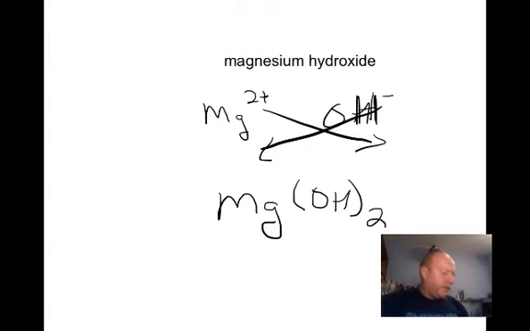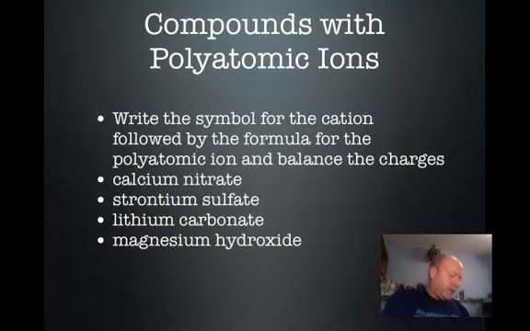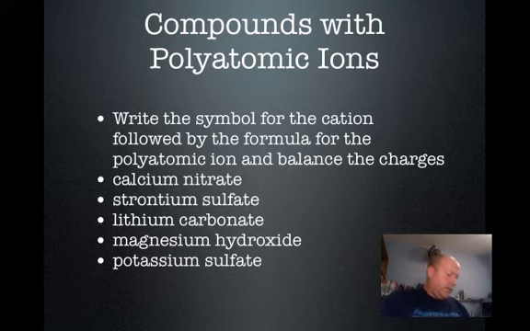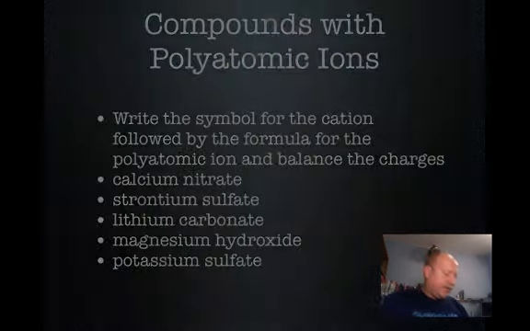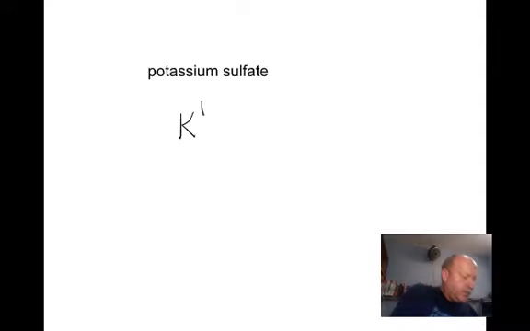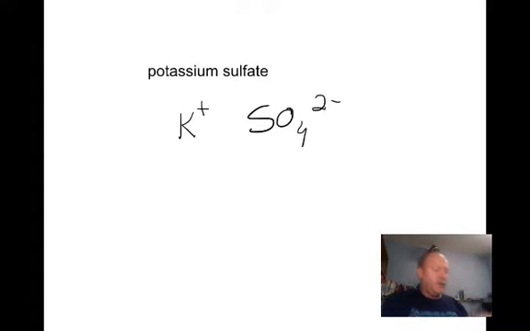A lot of people forget the parentheses the most. But look at the difference here. If I write it without them, that says I have 1 magnesium, 1 oxygen, and 2 hydrogens. Whereas the first one says I have 1 magnesium, I've got 2 hydroxides, so therefore I've got 2 oxygens and 2 hydrogens. So we don't want to write it like that. All right, and our last one here, potassium sulfate. Potassium is K+. Sulfate is SO4 2-. Crisscross those, we get K2SO4.